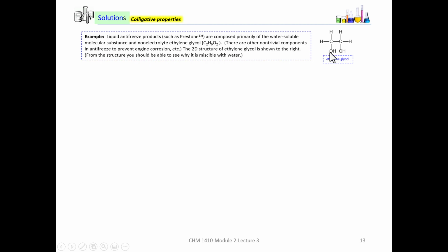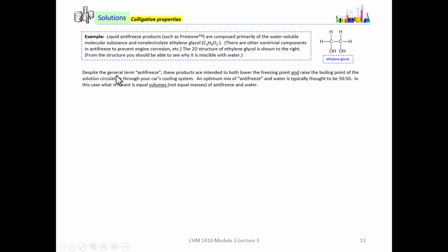You can see from the structure of ethylene glycol why it would be miscible with water, because it's capable of hydrogen bonding through these hydroxyl groups. Now, despite the general term antifreeze, these products are intended to both lower the freezing point and raise the boiling point of the solution circulating through your car's cooling system. An optimum mix of antifreeze and water is typically thought to be 50-50, and in this case, what's meant is 50-50 in volume, equal volumes, not equal masses of antifreeze and water.